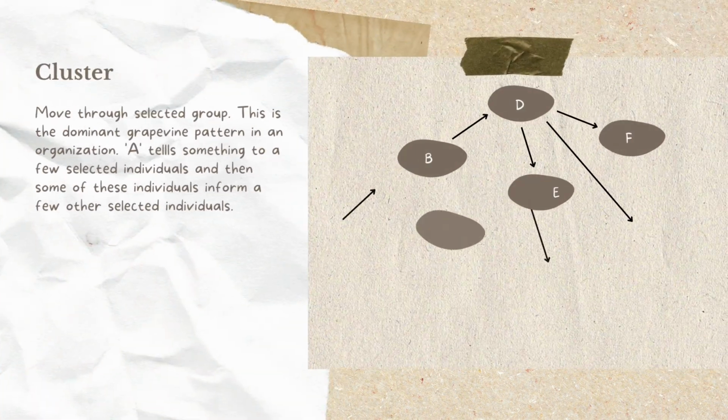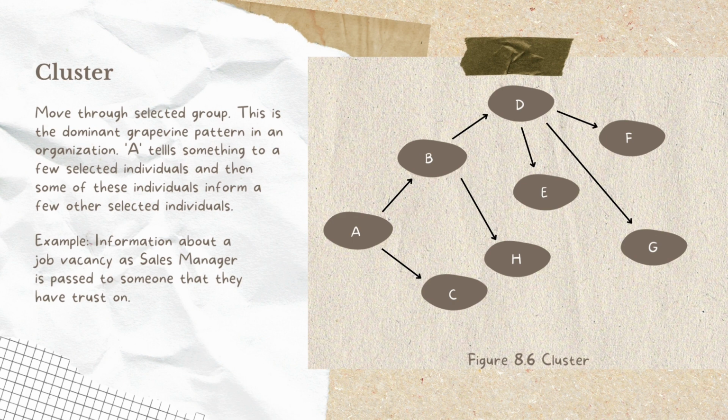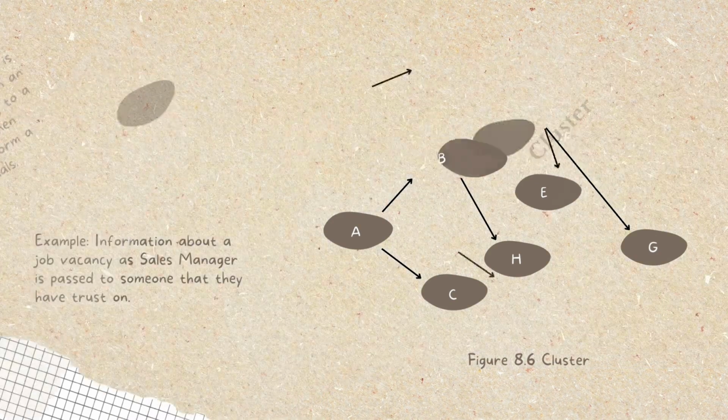Cluster moves through a selected group. This is the dominant grapevine pattern in an organization. It tells something to a few selected individuals and then some of these individuals inform a few other selected individuals. Example, information about a job vacancy as sales manager is passed to someone that they have trust in.